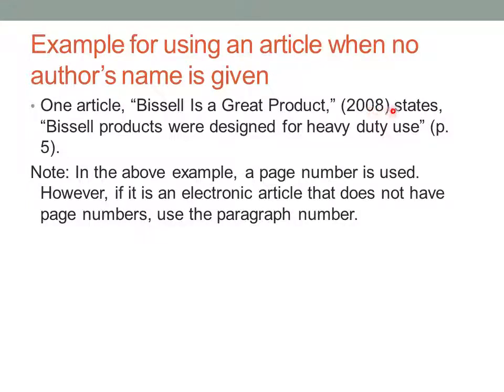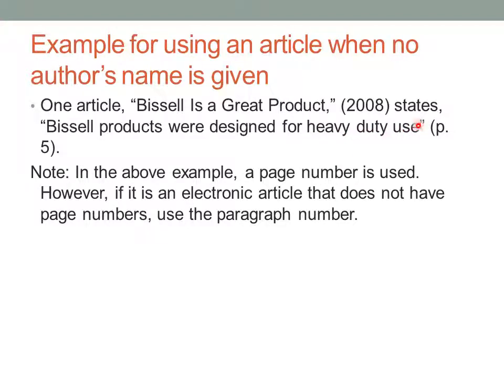Then right here I just add a word that kind of joins my quote to its author. So I say the Bissell is a great product, which the article states, and I can say states, explains, examines, reports. It's a list of those type words. So you include that word, and then I know what will follow will be exact words from that article. Bissell products were designed for heavy duty use. All right, so I have that whole quote here.